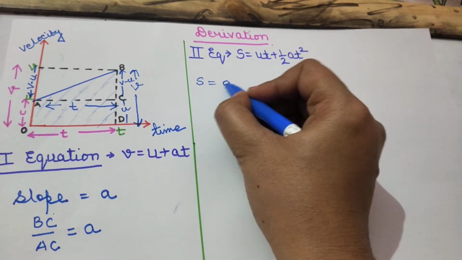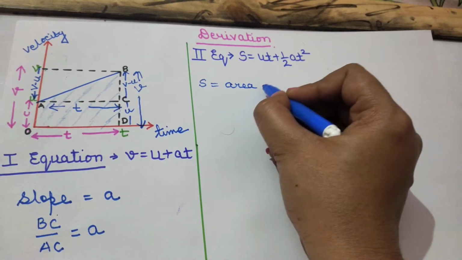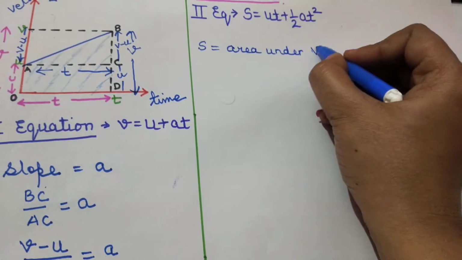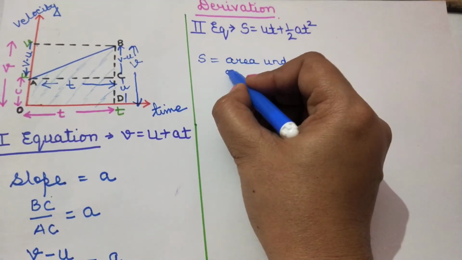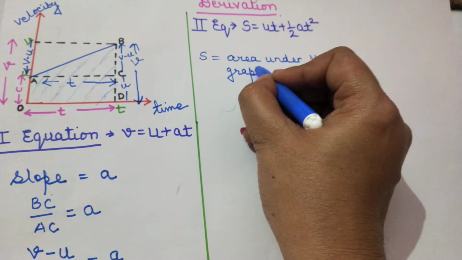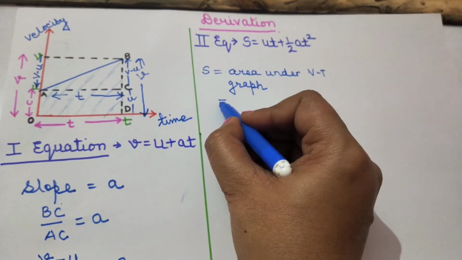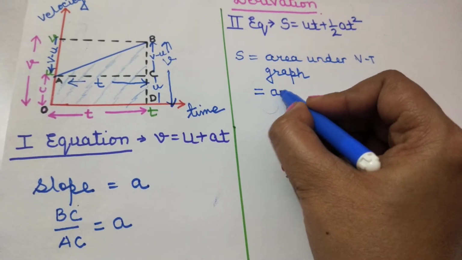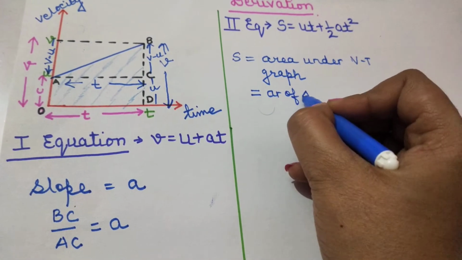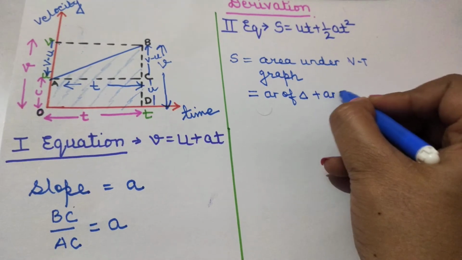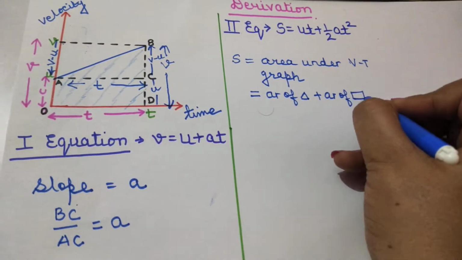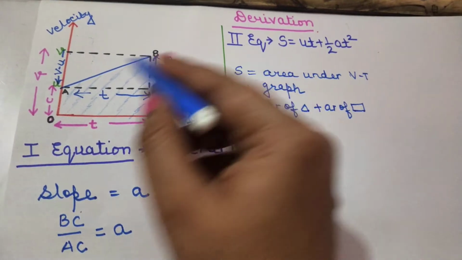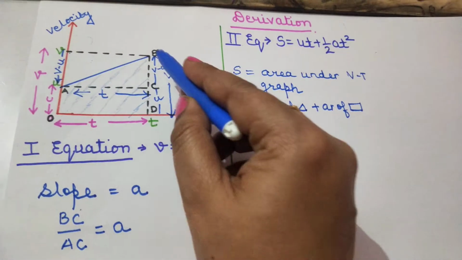So S is what? It is the area under the v-t graph. And area of which geometrical figure? Area of triangle plus area of rectangle. Area of triangle, which triangle? ABC. So what will be the area of triangle ABC?